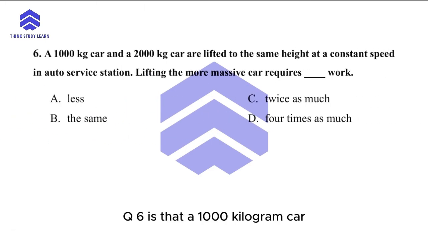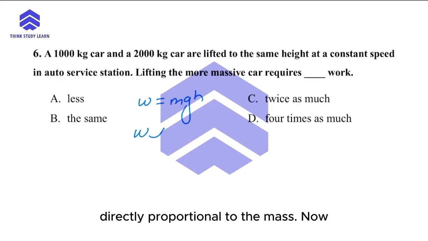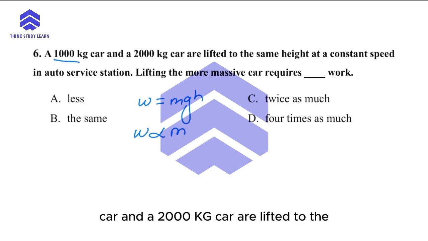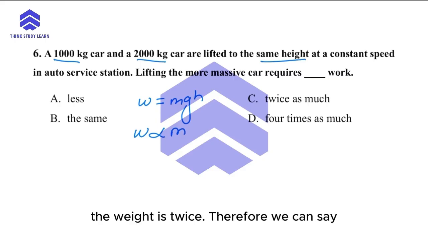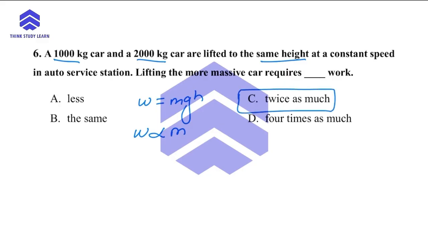Question 6 says that a 1000 kg car and a 2000 kg car are lifted to the same height at a constant speed in auto service station. Lifting the more massive car requires dash work. We know that the formula of weight is equal to mgh. From this formula, we can say that weight is directly proportional to the mass. Now, we know that there are two cars, a 1000 kg car and a 2000 kg car, lifted to the same height. Now, we know that the weight is twice. Therefore, we can say that lifting the more massive car requires twice as much work, which is option C.